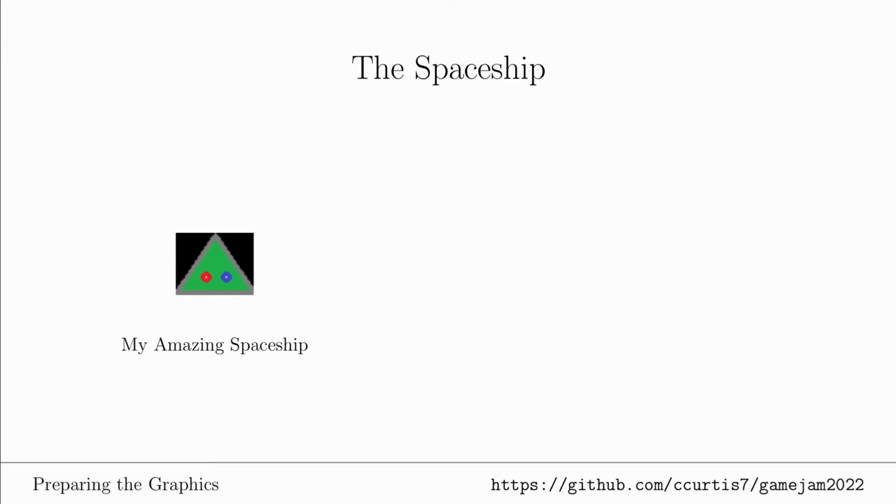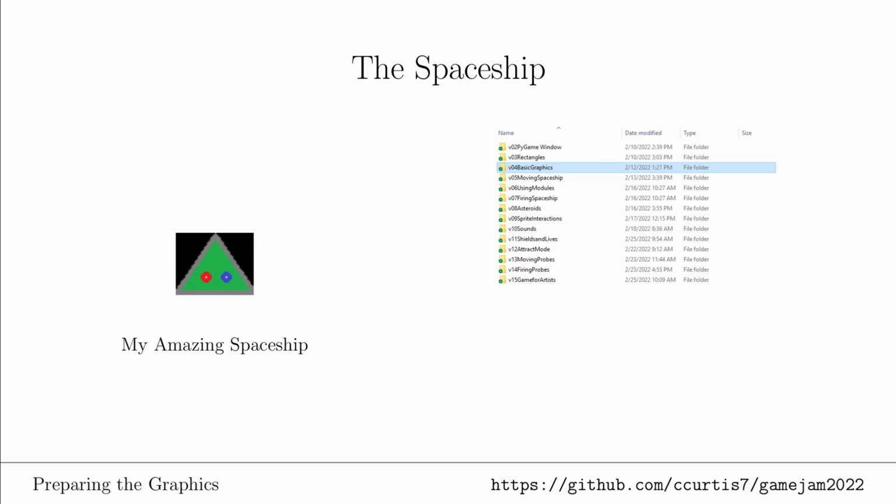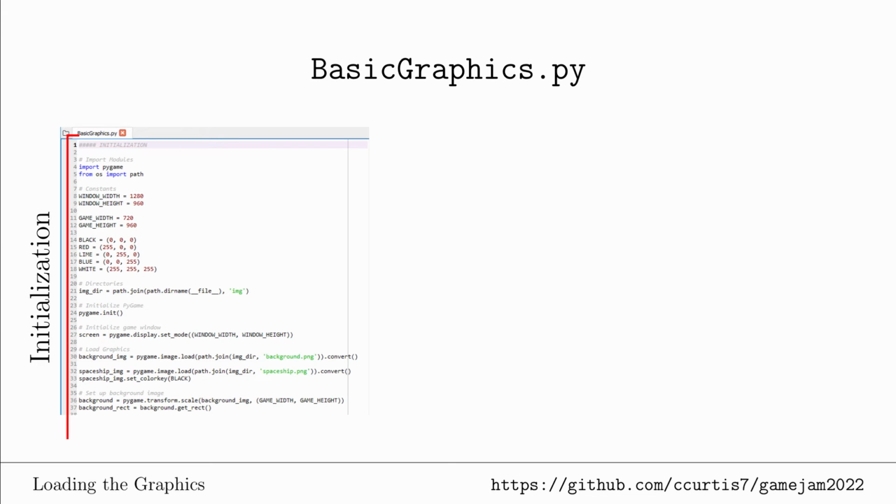In order to get these into the game, we're going to have to do a bit of prep work. If you look at the folder for this video, you'll see that there's a new subfolder called IMG. This is where all of our images will go. The reason for this folder is really just about organization. Let's take a look at the new code.